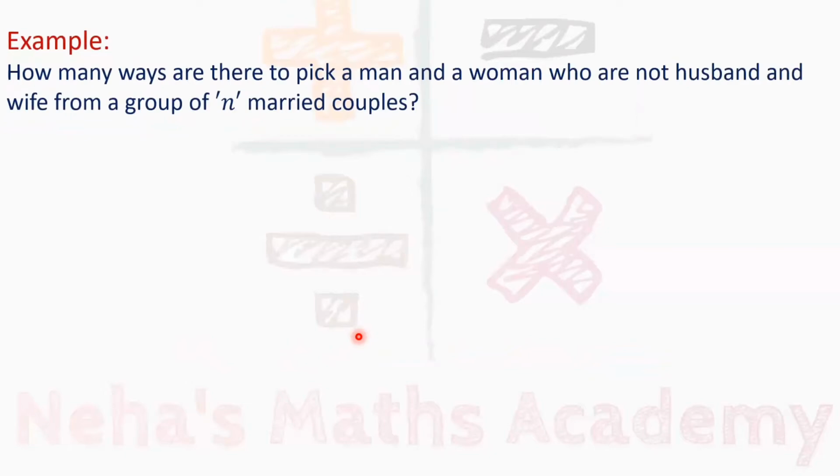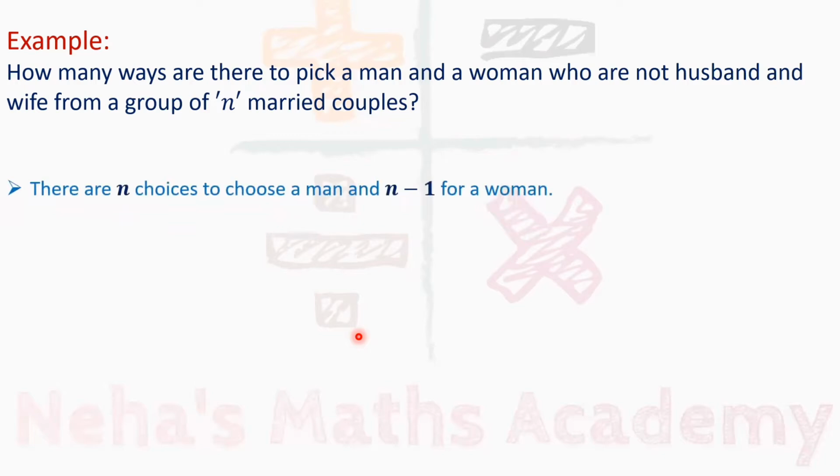How many ways are there to pick a man and a woman who are not husband and wife from a group of unmarried couples? There is a group of unmarried couples, means n men and n women will be there. So there are n choices to choose a man from total n men and n minus 1 choices for women, because we don't want husband and wife together. So n choices for men, and we can't take the wife of that man. That's why there will be n minus 1 choices for the women.